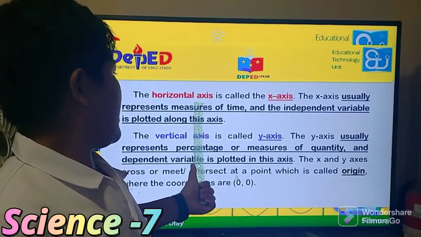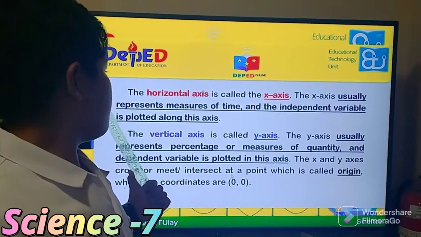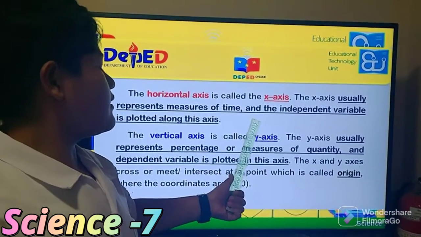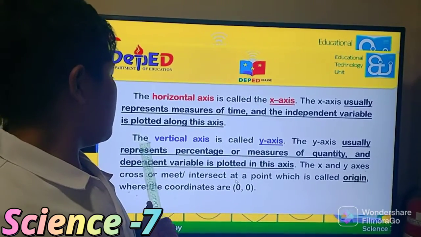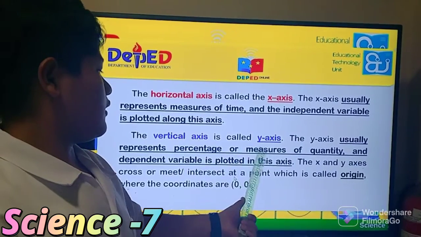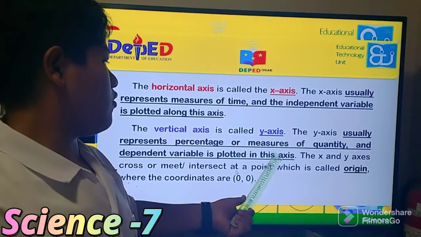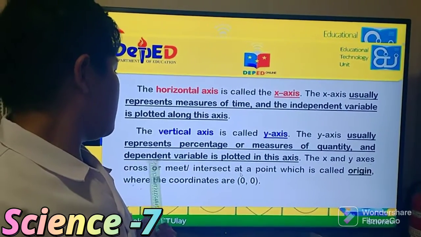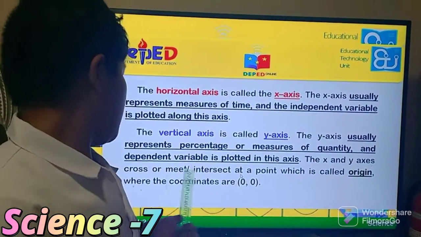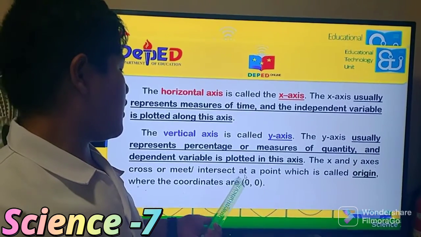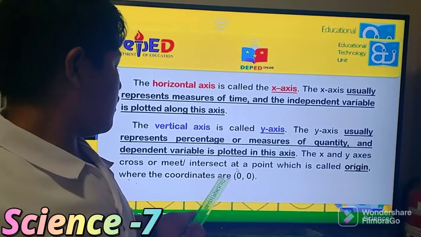The horizontal axis is called the x-axis. The x-axis usually represents measures of time, and the independent variable is plotted along this axis. The vertical axis is called y-axis. The y-axis usually represents percentage or measures of quantity, and the dependent variable is plotted in this axis. The x and y axis cross or meet or intersect at a point which is called origin. The coordinates are 0, 0.